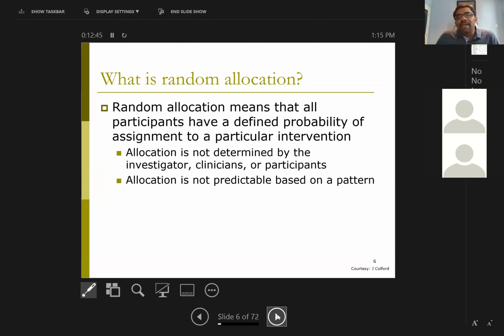So what's random allocation? Random allocation means that all participants have a defined probability of being assigned to a particular arm, okay? And the allocation, who gets what, should never be determined by the investigator. Let's say I am the clinical trialist. I should have no power to pick and choose, you get this, you get that. That's not my job, right? I will not have any control over who gets what. The treating doctors never have control over who gets what, and the patients will never have any say in who gets what.